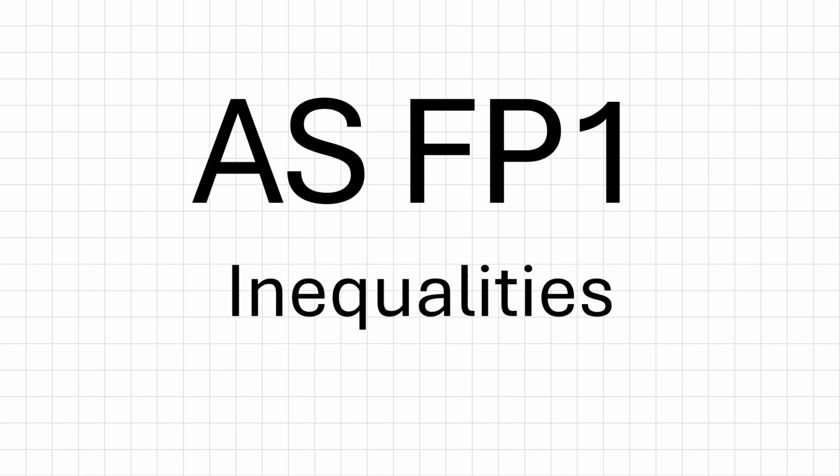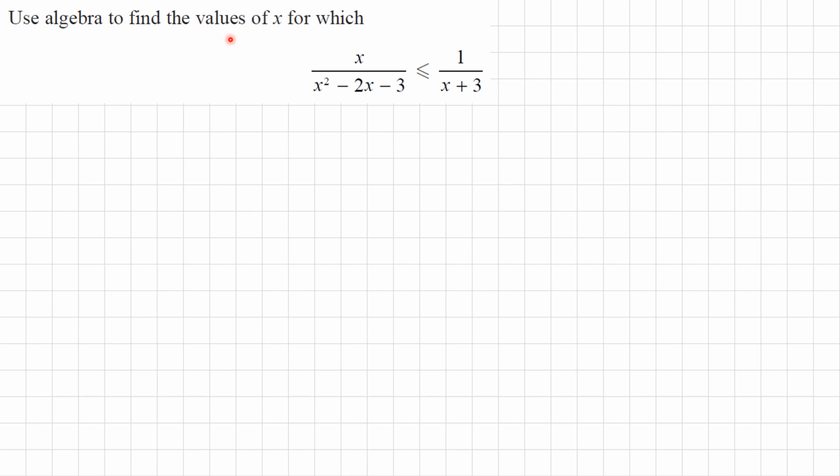This is an AS FP1 question on inequalities. Use algebra to find the values of x for which x over x squared minus 2x minus 3 is less than or equal to 1 over x plus 3.